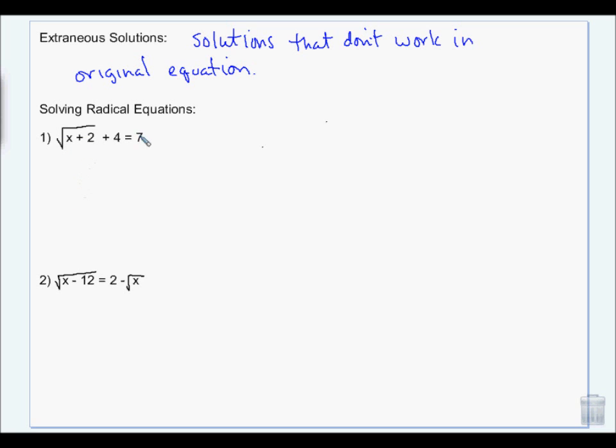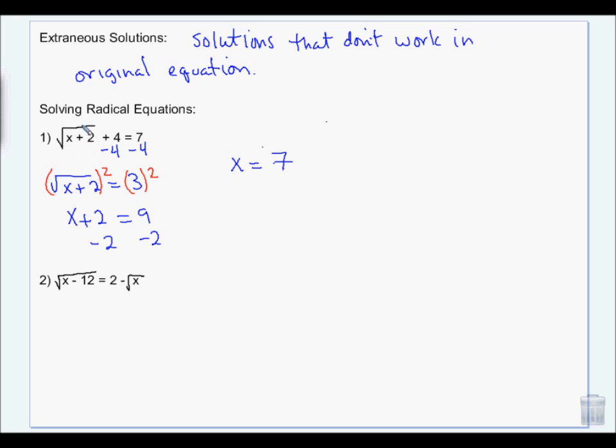Other ones, we're going to have to actually plug them in to make sure they work or not. Okay, so the first thing we want to do is we need to get this by itself. So I'm going to subtract 4 from both sides. Okay, and now I have a square root, so I am going to square both sides. So I get x plus 2 equals 9. I'm going to subtract 2, and I'll get x equals 7.